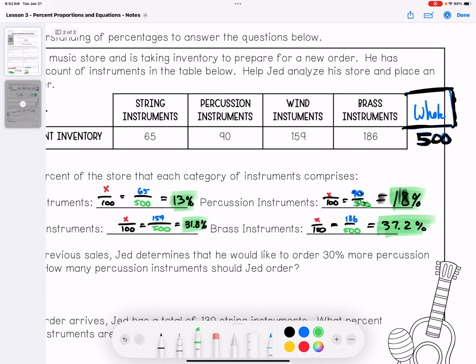How do I know that I'm correct when I did that, Coach? Add up all the percents and they should equal what? 100. So if you add up the four percents you got, they should equal 100. If they do, then you probably did them all right.